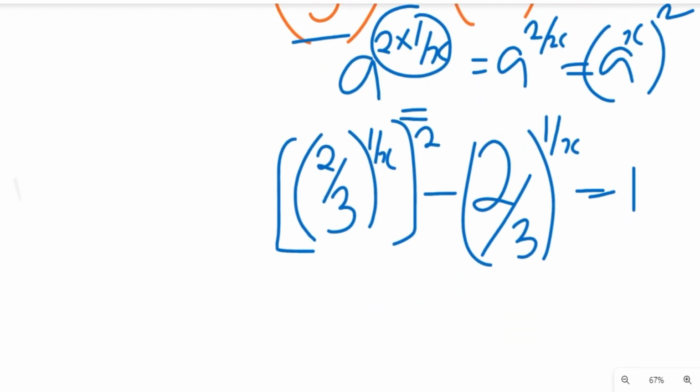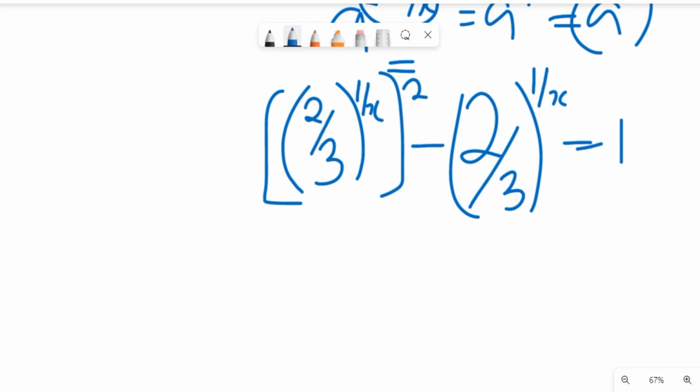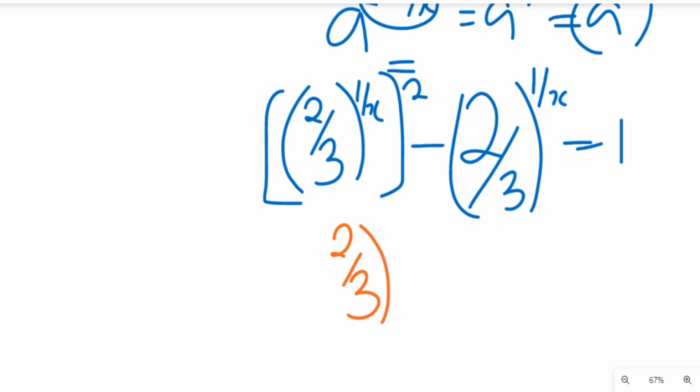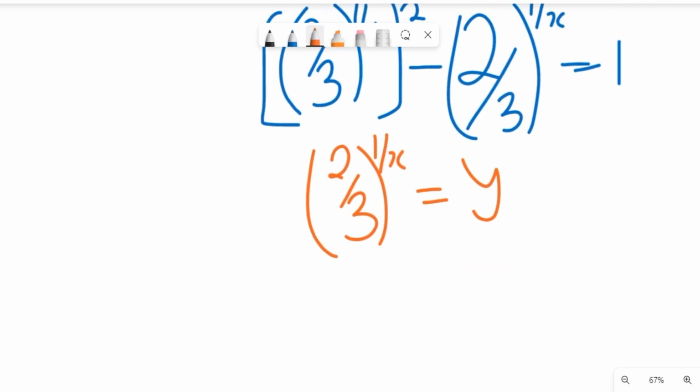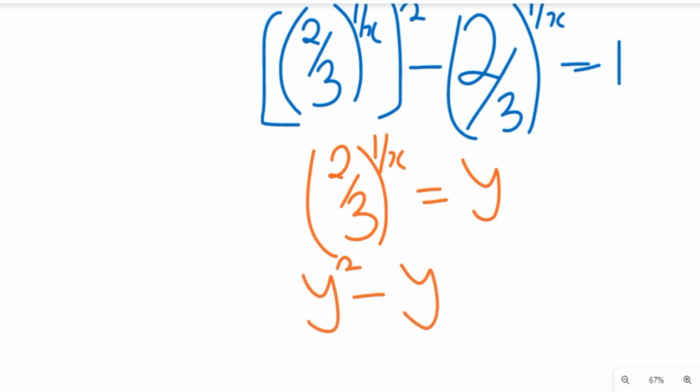Now, if you look at this properly, you see that we are gradually arriving at a quadratic equation. So all we simply need to do is to let 2 divided by 3 to the power of 1 over x be equal to y. That will help us simplify this equation. So if we simplify this equation, we are going to have y squared minus y, and that will be equal to 1.